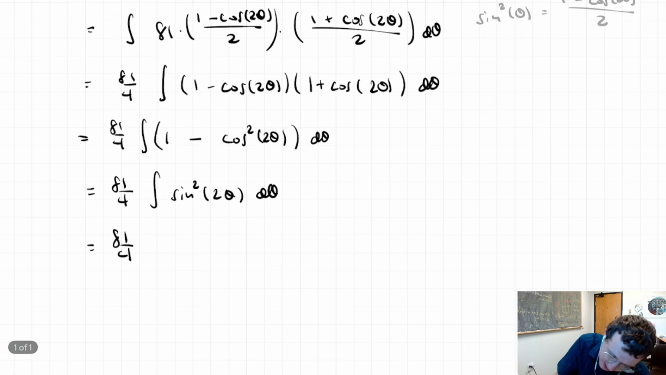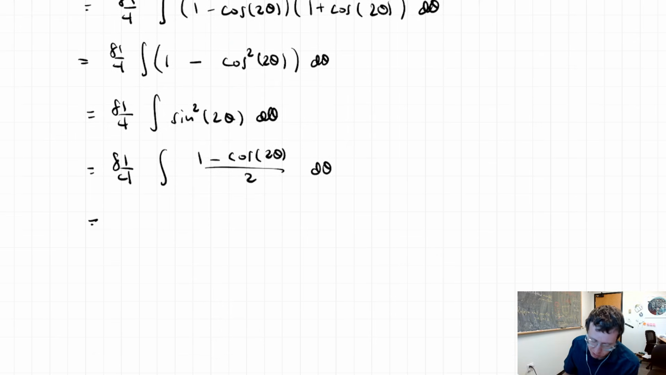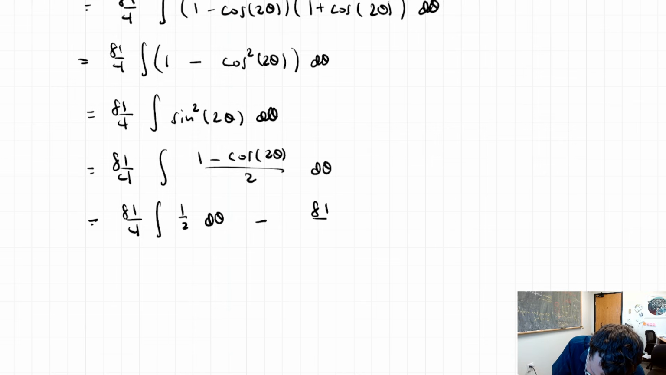And then I'm going to use this identity once more. So I do suspect that I have not taken the most direct route, but we are making progress. See, now I have no powers of trig functions. I just have a cosine and a constant term that I need to integrate. So I'll split this into 2 integrals. The 1/2 and then the cosine of 2 theta.